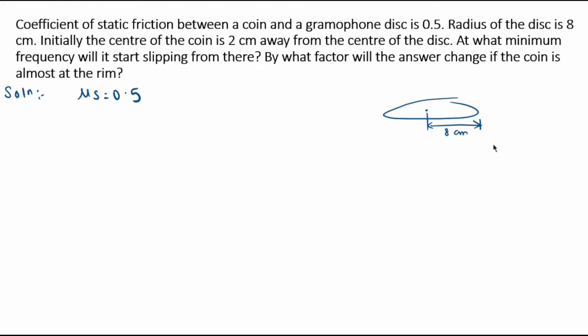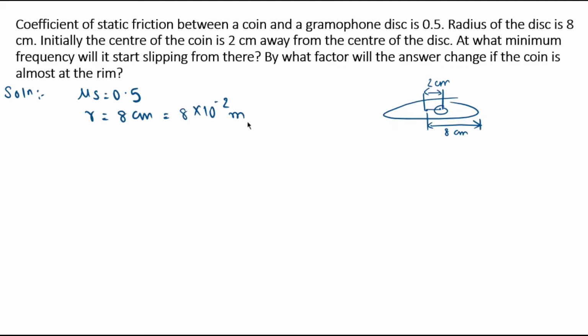Initially, the center of the coin is 2 centimeter away from the center of the disc. There is a coin placed here, and the distance between them is 2 centimeter. We need to calculate at what minimum frequency it will start slipping from there. So we know that the radius of the disc is 8 centimeter, which can be converted into meter, 8 into 10 raised to minus 2 meters, right?